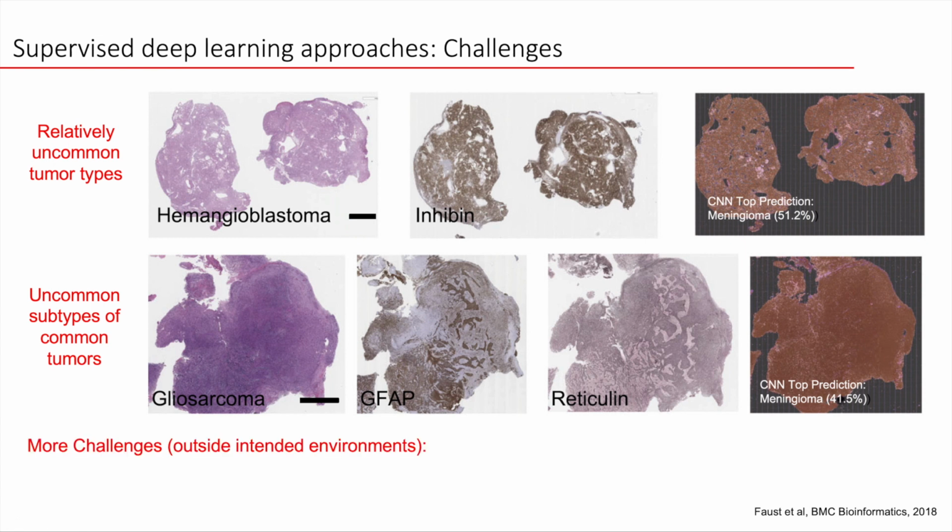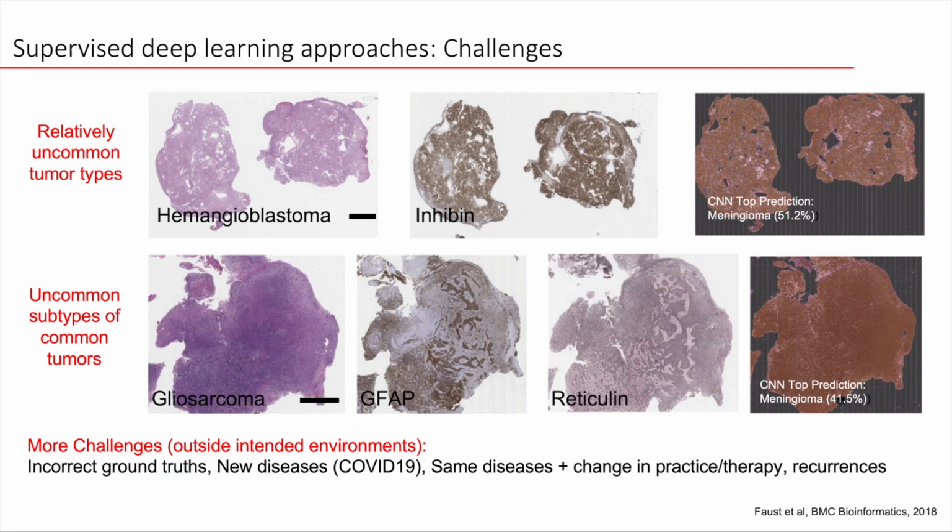And of course, as we wrap our heads around these problems, we see more and more challenges that could potentially occur. What happens if these rare tumor types that we're training our neural networks on inherently have a lot of incorrect ground truths because of their relatively uncommon nature? What happens when new diseases arise that may not be in training data sets, as we saw this year with COVID-19? And what happens when the same diseases change due to changes in practice, such as immunotherapy or other treatment modalities that may change the morphology prior to biopsy?